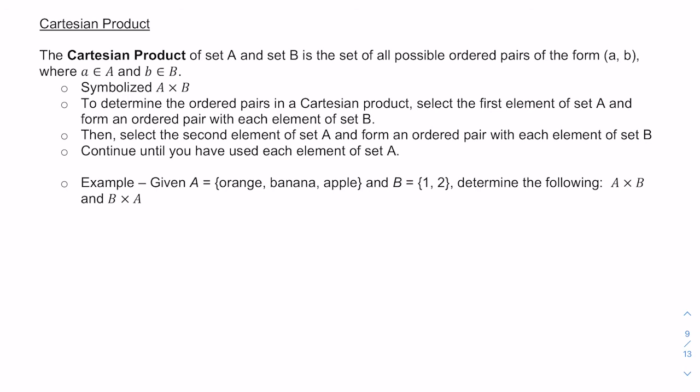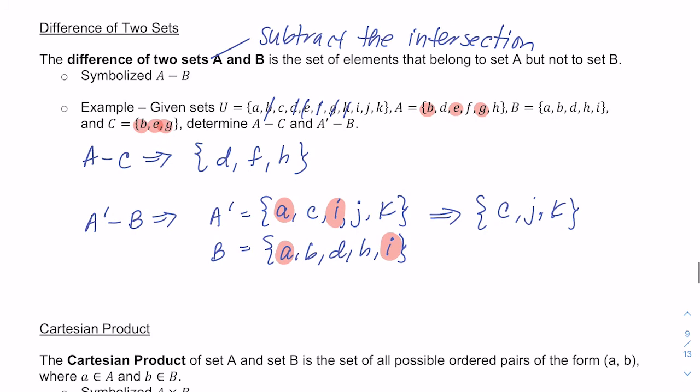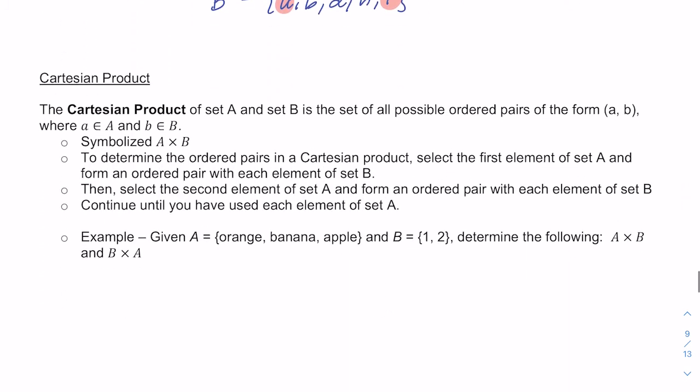And the last thing we're going to talk about are Cartesian products. So the Cartesian product of sets A and B is just the set of all possible ordered pairs of the form A comma B. So it's an ordered pair where A is an element of set A and B is an element of set B. And the symbol, it's just like for the difference of two sets, A minus B, a product means to multiply. So we're just multiplying A times B. And we read that as A cross B.